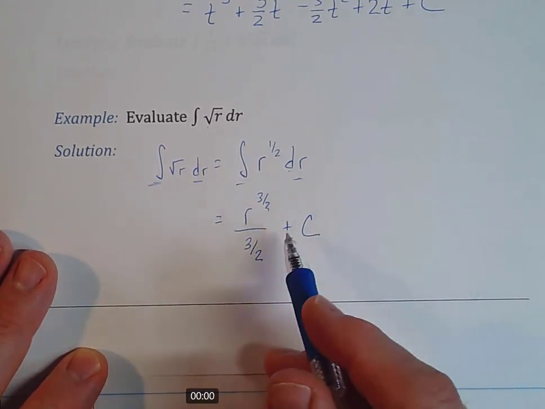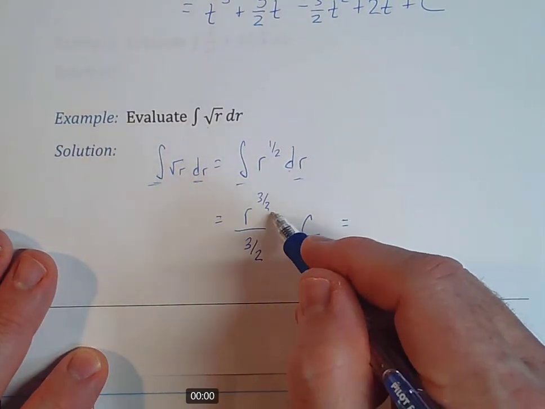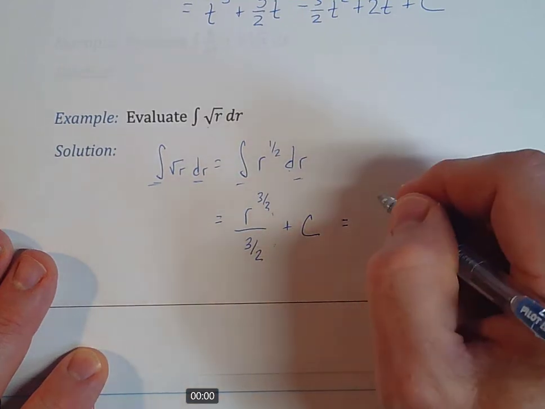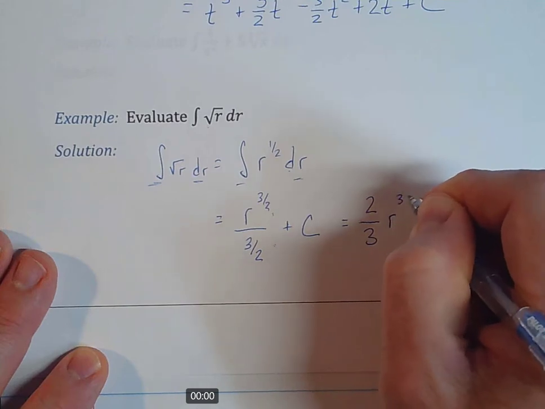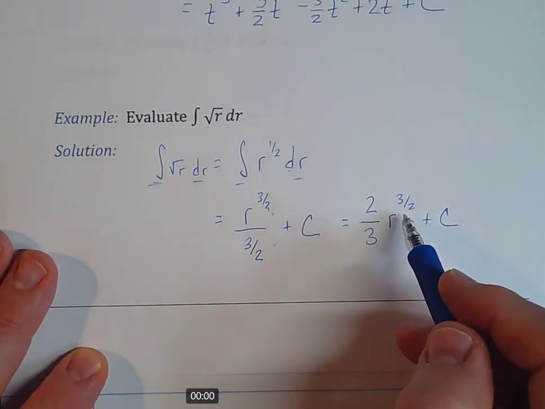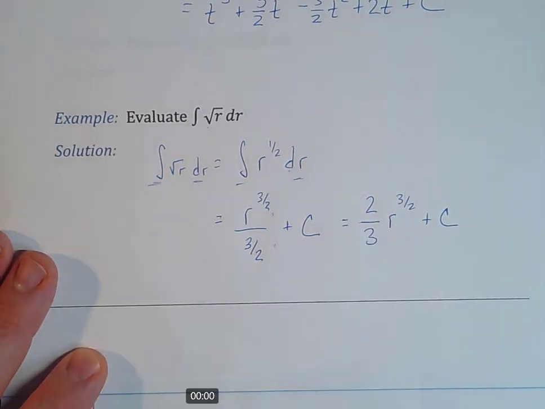Everything else here is just a matter of cleaning things up. Let's see, if I multiply the top and bottom of this thing by 2, you see that would cancel the 2 down there, and that would end up giving me 2/3 r to the 3/2 plus c. And if I wanted to write that as the square root of r cubed, then I could do that. But basically, I've got it right here.